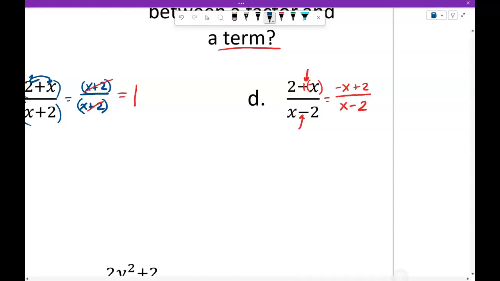Well, something that we can do instead is we can actually factor out a negative 1. Negative 1 is always a valid factor. So if we factor out negative 1, we're left with x minus 2 in the numerator, which matches up with the x minus 2 in the denominator. When we simplify, now we're left with negative 1.